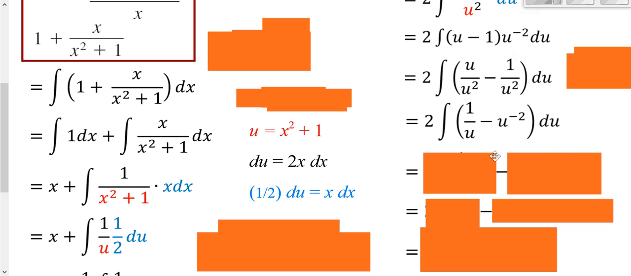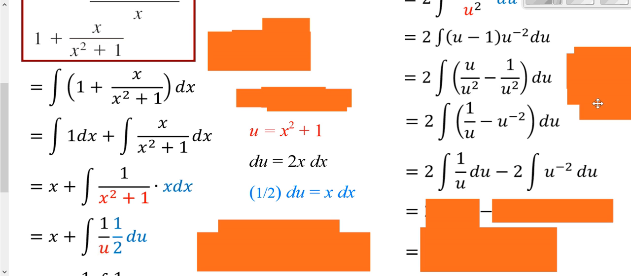So really, we're just doing the integral of this first one, so integral of 1 over u du, and the integral of the next one, integral of u to the negative 2. Now this 2 is here because I distributed the 2 along with my integral through. So here we'd have 2, integral of 1 over u du, which you know is your natural log.